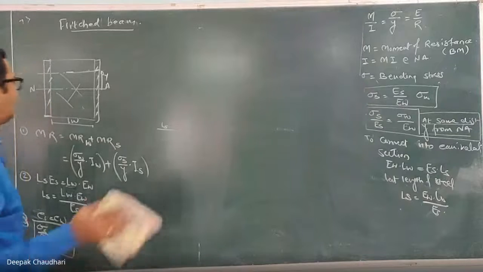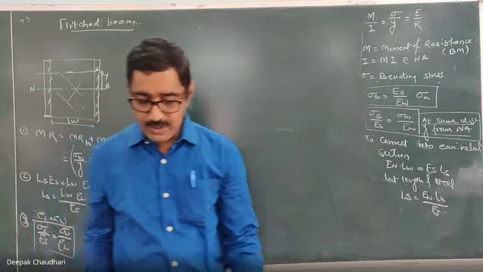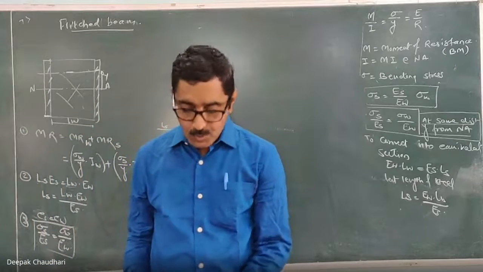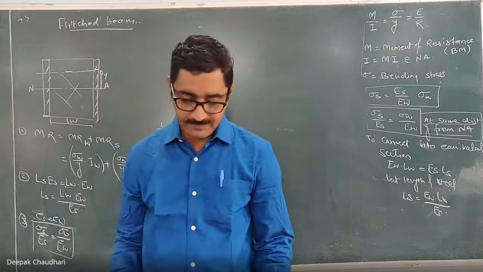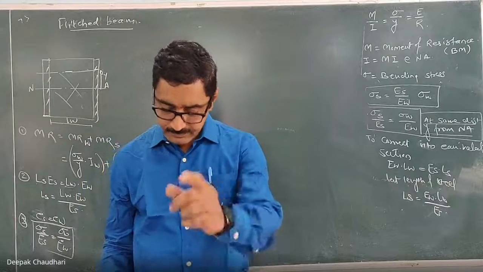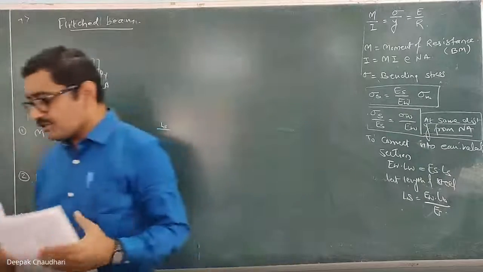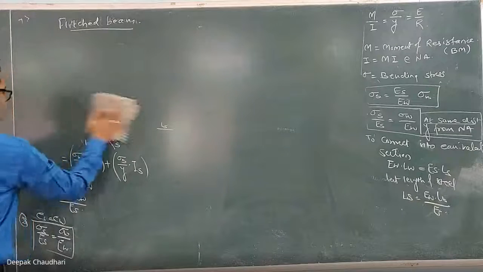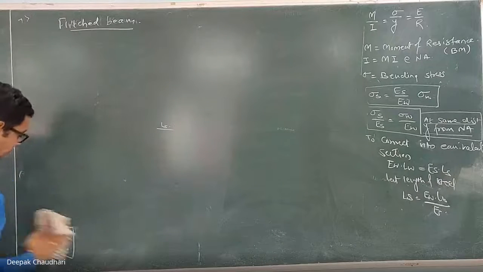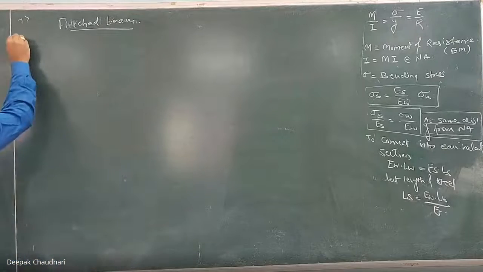Then we have found one question, where you calculate the moment of resistance of the composite section. Today we will solve two more sums on this flitched beam, and this will be the end of this lesson. The next question is sum number 13 from our question bank. Refer to sum number 13 from our question bank.